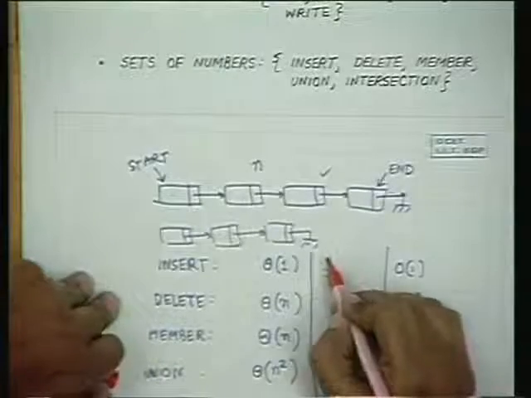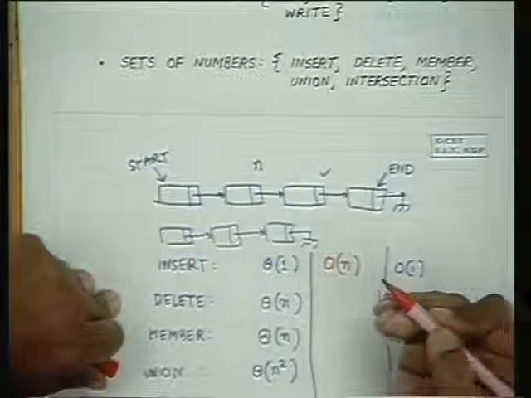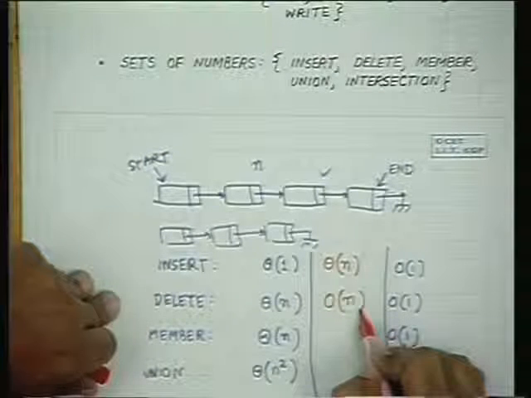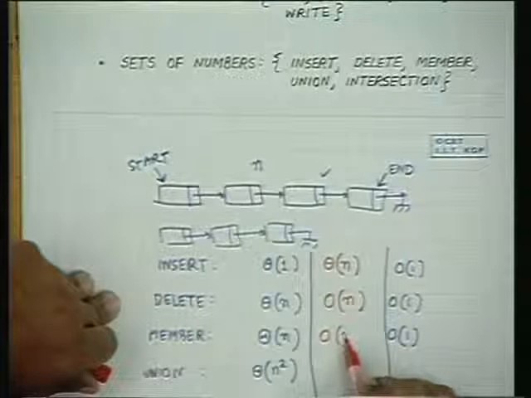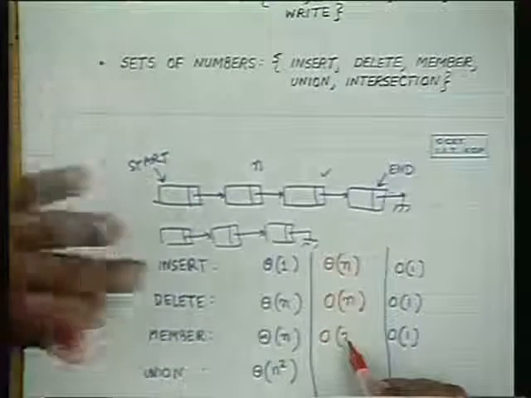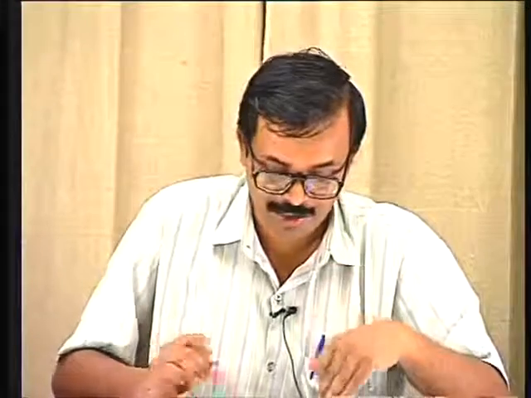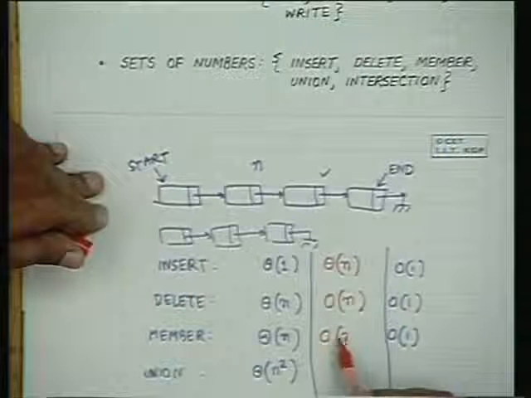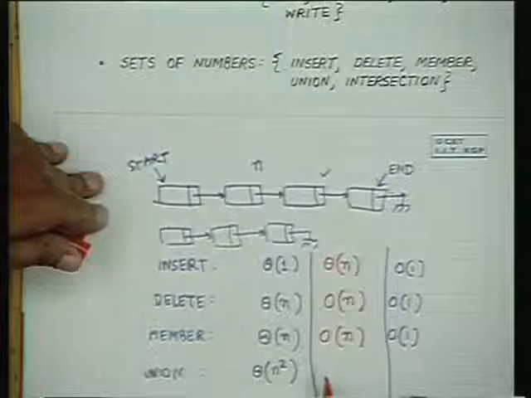Then insert would be order n. Let's see how it changes. Delete would be order n. Member would be order n. Largest, smallest is order 1, but member is order n. If you wanted to find largest smallest, here both would be order n. But here our largest smallest is order 1, but this is order n. What about union?